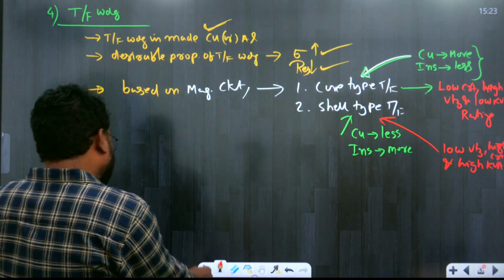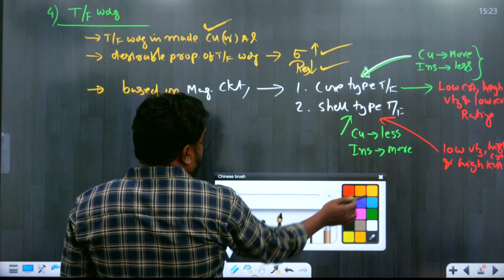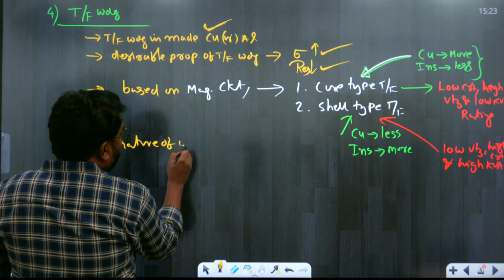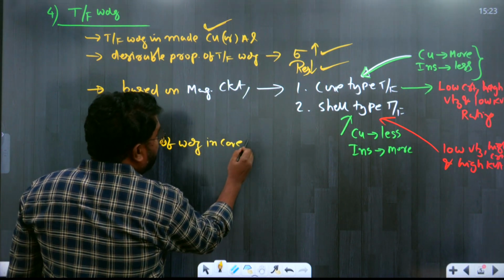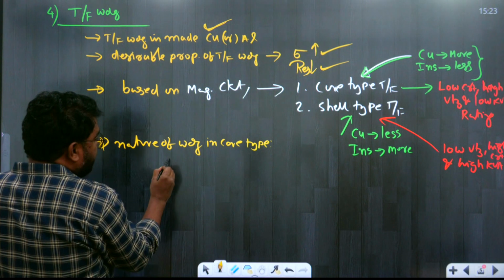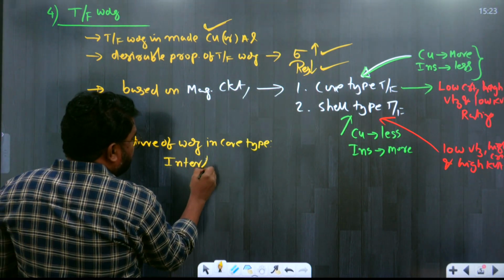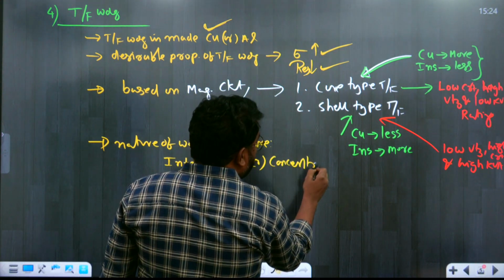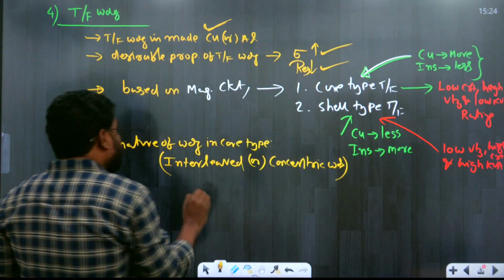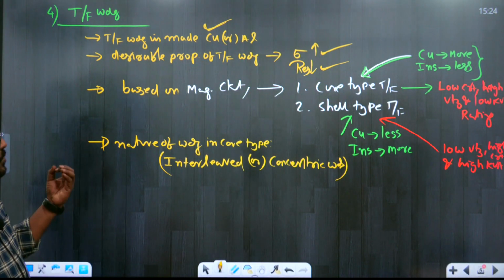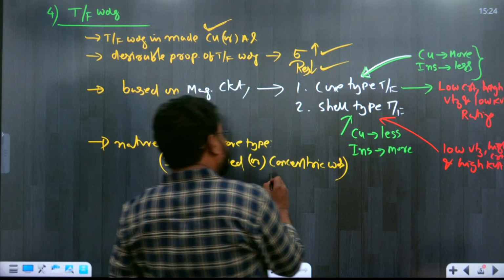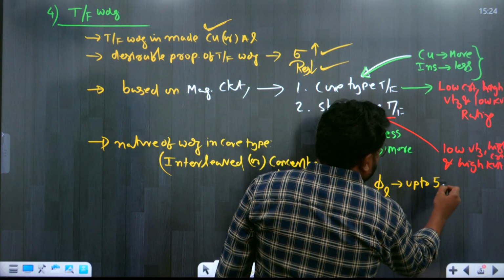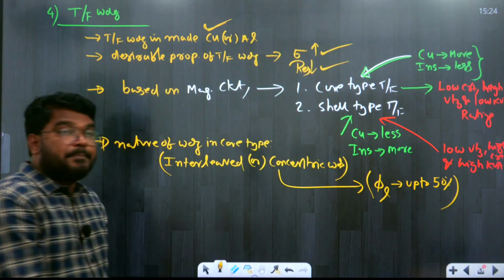Next, the nature of the winding in the core type transformer. In the core type transformer, it is the interleaved nature of the winding, also called the concentric winding. The interleaved nature of the winding is prepared in order to reduce the leakage flux, up to approximately 50%.